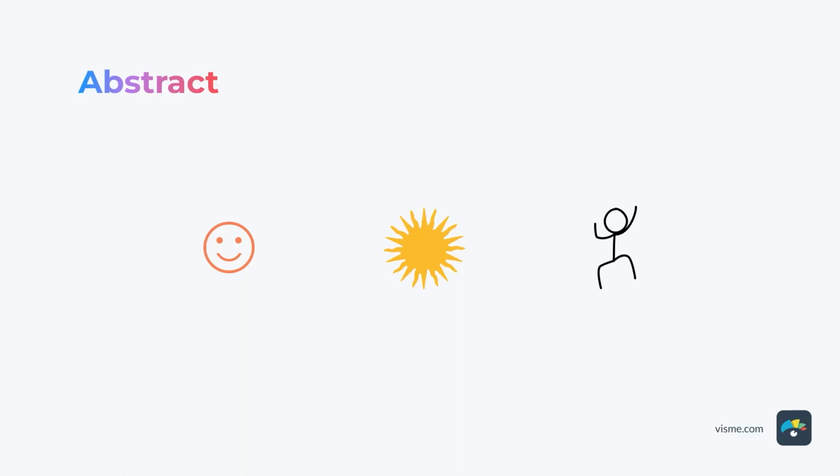Finally, we have abstract shapes, which are depictions of real things without being exact visual representations. A stick figure, for example, is an abstract shape. Symbols are also considered to be abstract shapes.